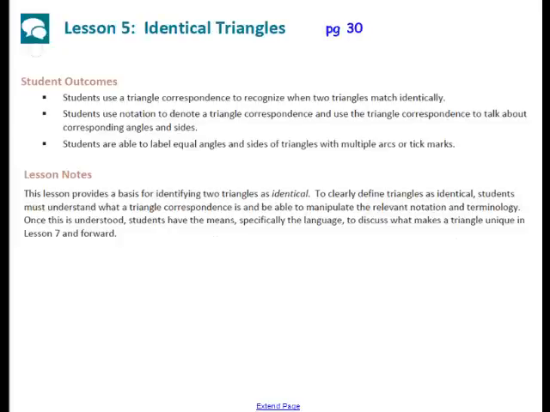Lesson notes. This lesson provides a basis for identifying two triangles as identical. To clearly define triangles as identical, students must understand what triangle correspondence is and be able to manipulate the relevant notation and terminology. Once this is understood, students have the means, specifically the language, to discuss what makes a triangle unique in Lesson 7 and forward.